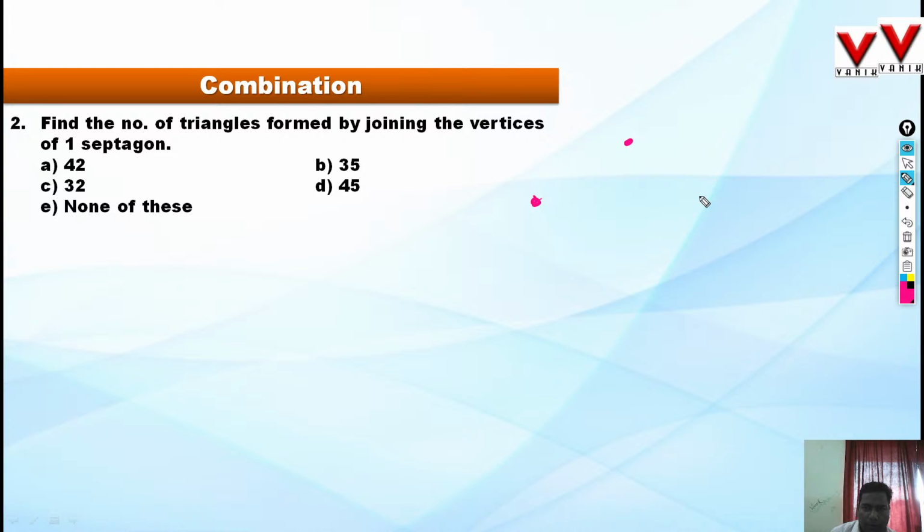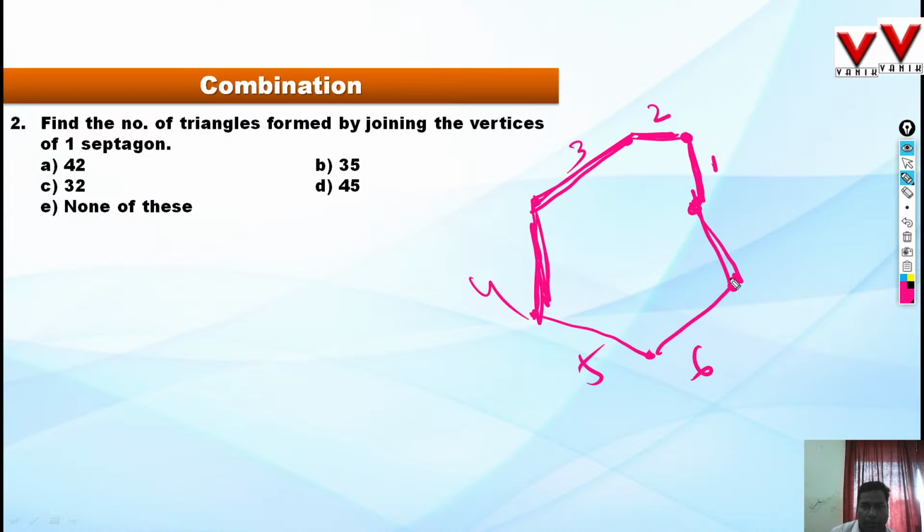One side, two side, three side, four side, five side, six side and seven side. 1, 2, 3, 4, 5, 6 and it is 7. Septagon. How many vertices here? There are 7 vertices.